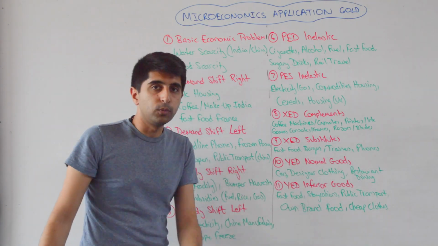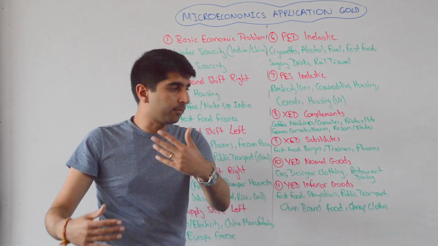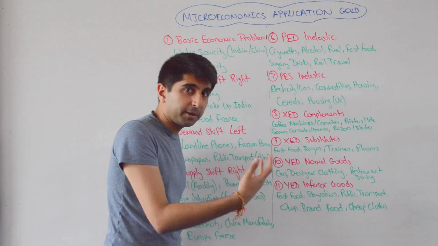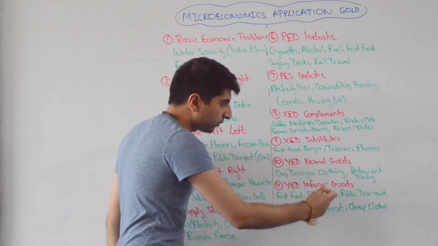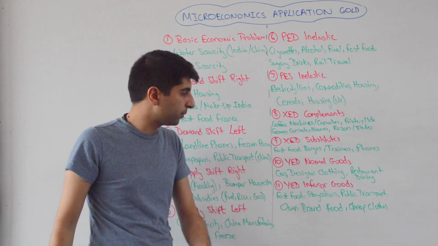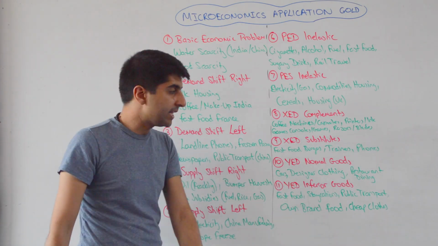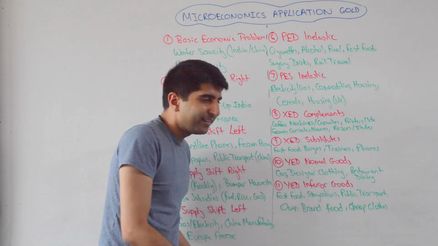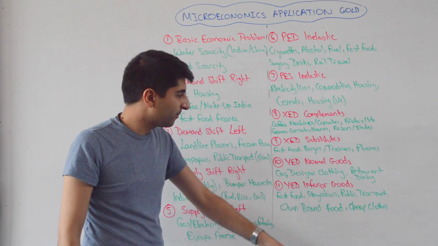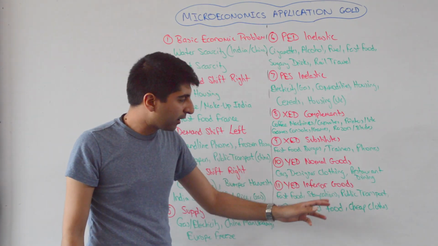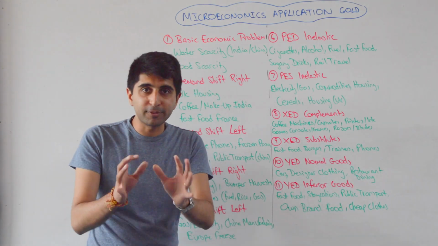YED for normal goods will be a positive sign. As income goes up, demand goes up. Think cars, especially luxury cars, designer clothing, restaurant dining, foreign holidays are all good examples here. What about for inferior goods? They'll have a negative sign when you do a YED calculation. Fast food, staycations, i.e. holidaying at home, public transport, own brand food, cheap clothes. Write these all down, absolutely fine.